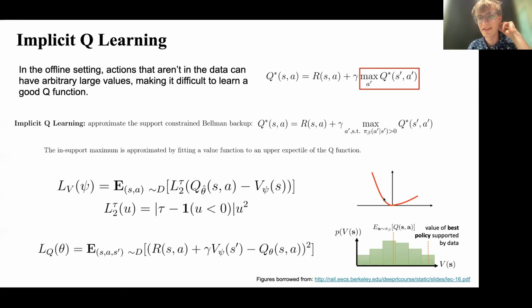And the idea here is that it's a lopsided mean squared error, which penalizes the value function for underestimating values more than it does for overestimating values. So what this does is it incentivizes the value function to estimate the upper expectile value of the data set, rather than just the mean value of the data set. And it approximates this maximum thing.